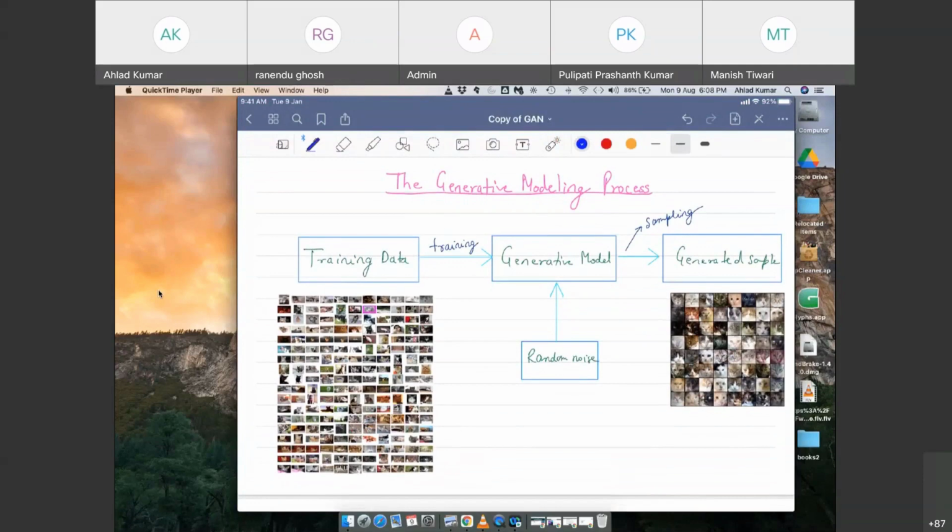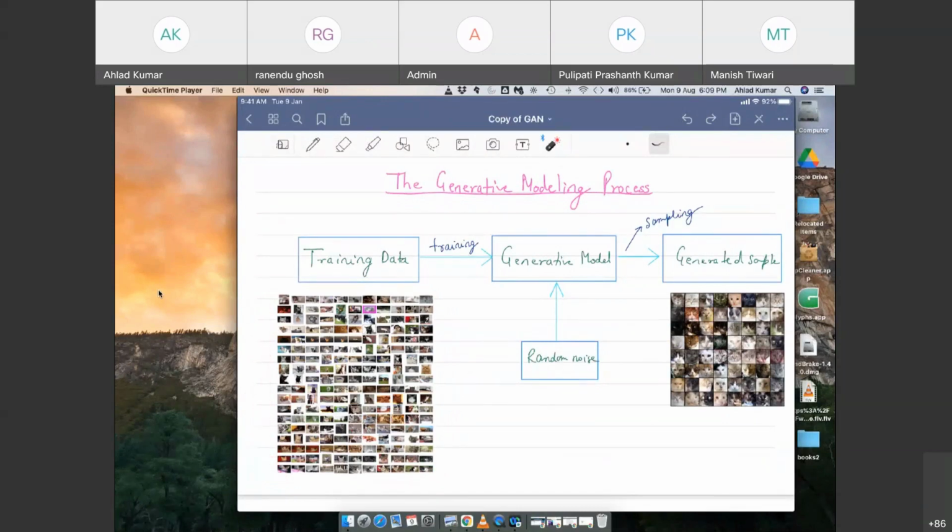Let us discuss that. So again, we have a training data set here also, as it was in the case of discriminative modeling. But the difference is, in this generative modeling process, the training data set will be of a particular kind of images. So for example, if I am working on cat images, then all the data set which I have here are basically cat images. So different types of cat images, all collected together, correspond to the training data set.